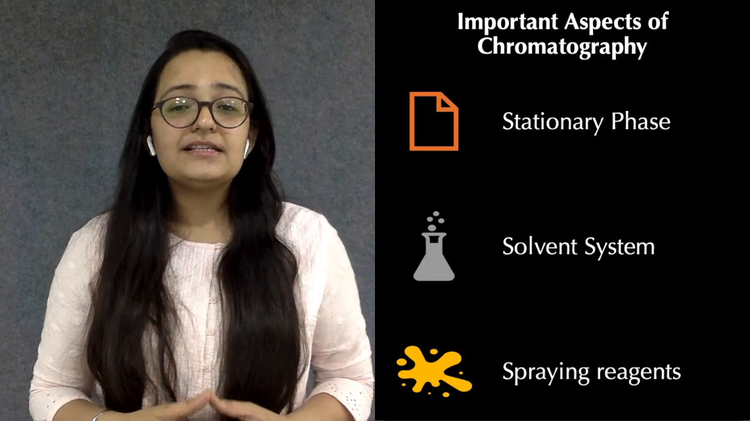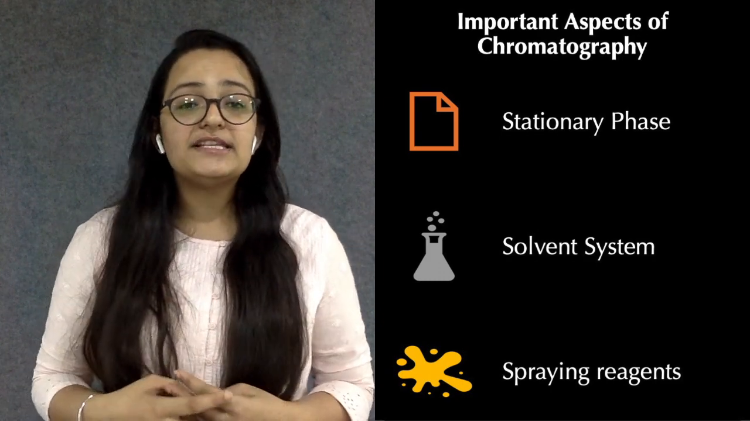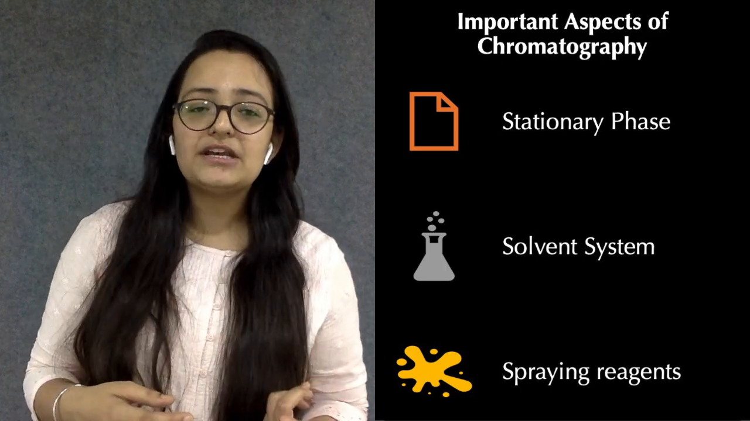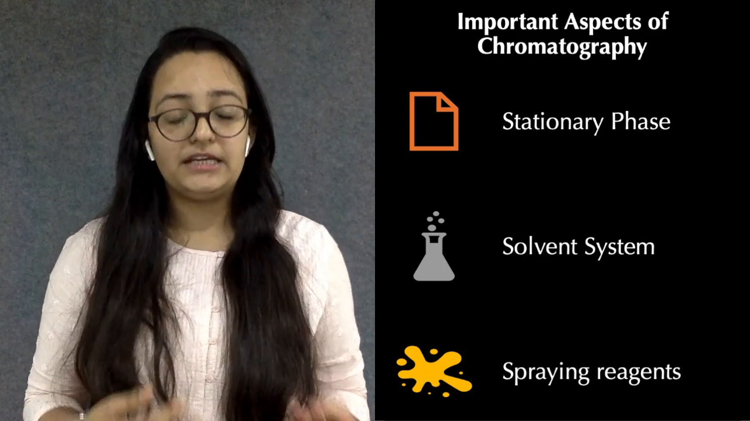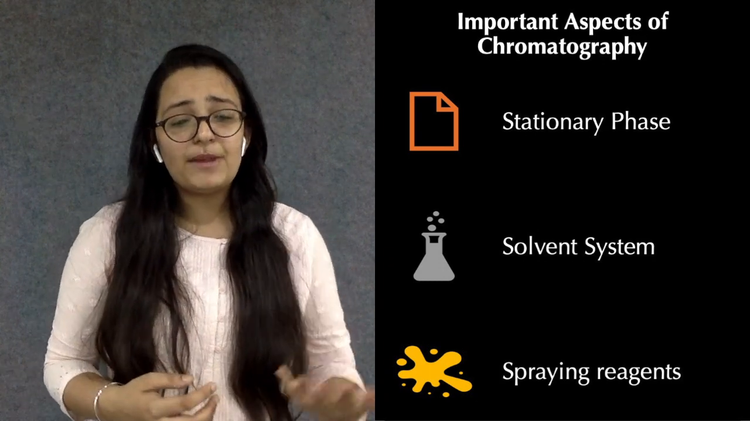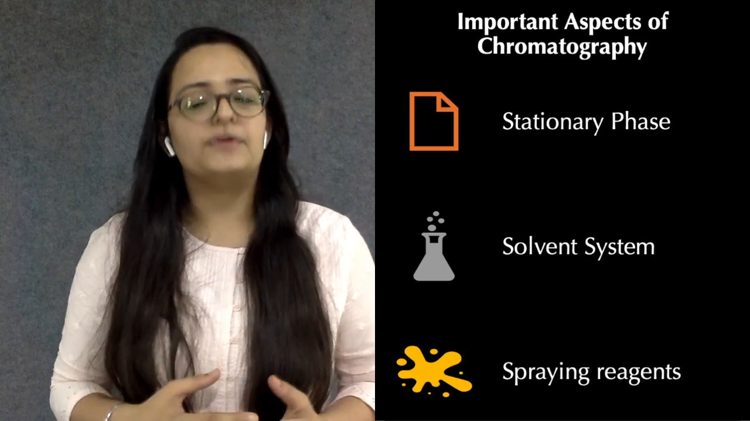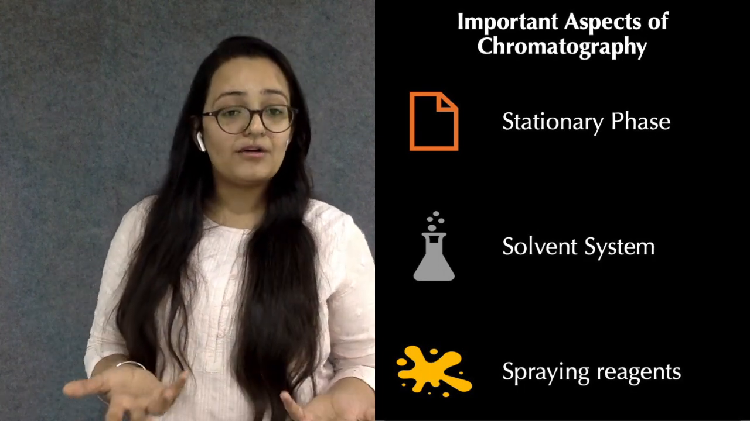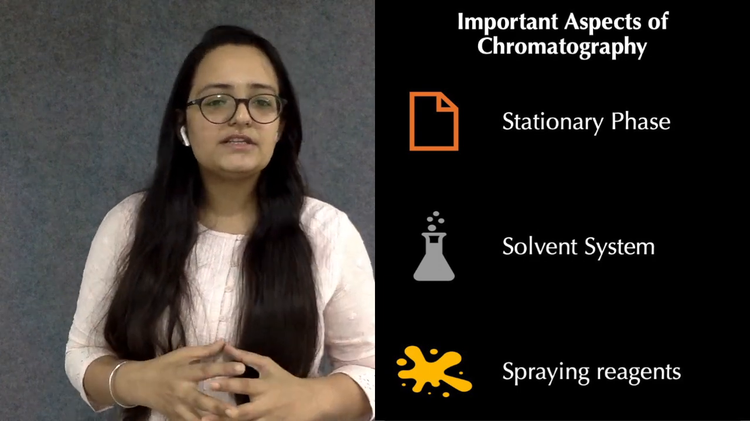Next part is the important aspects of chromatography. Mainly three components are used: one is the stationary phase, another is the solvent system, and the third is spraying reagents. Here, in the case of paper chromatography, the stationary phase is the filter paper, Whatman filter paper. The solvent system is the mobile phase, and different spraying reagents are used for different components.